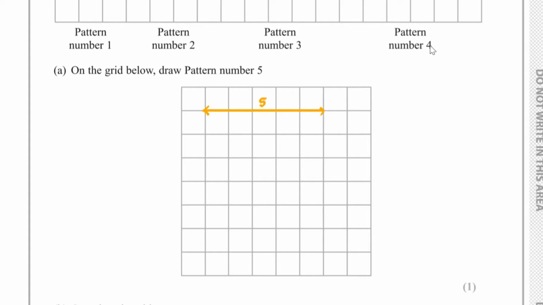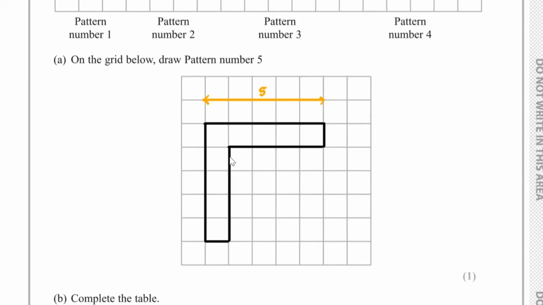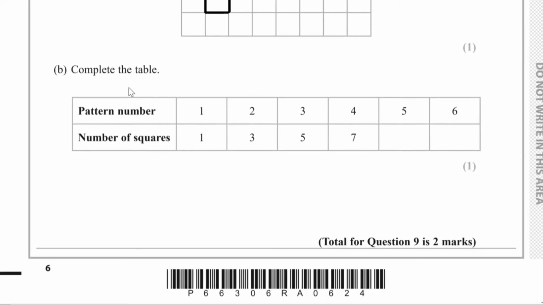So if we finish off drawing the pattern, here is pattern number 5. Then for part B, we have to complete the table. Pattern 1, 1 square. Pattern 2, 3 squares. Pattern 3, 5 squares. Pattern 4, 7 squares. Now, what you will hopefully notice, for the number of squares, we add 2 each time.